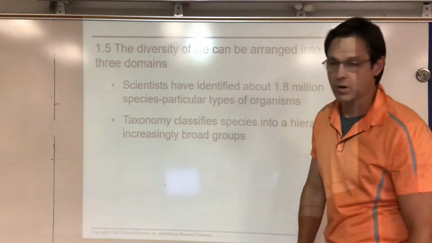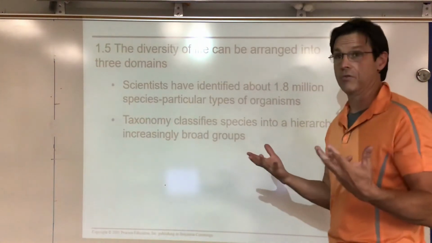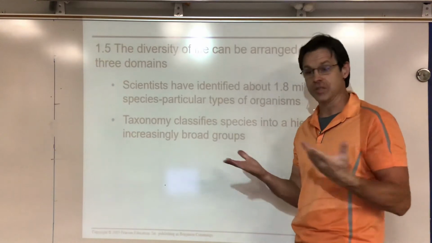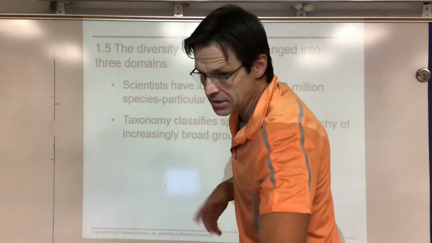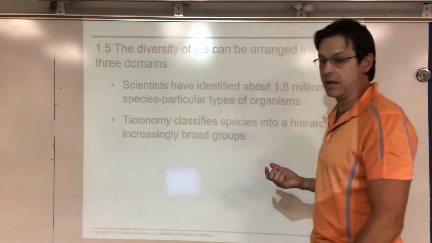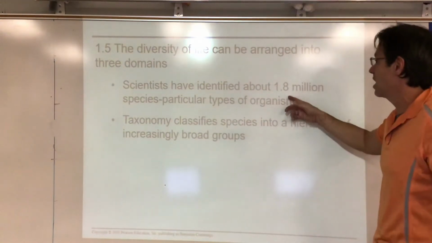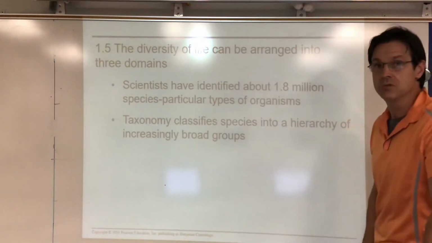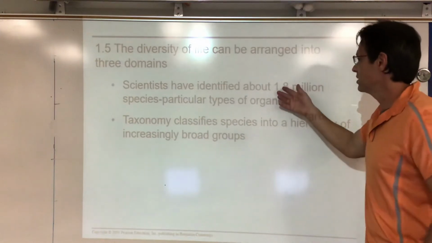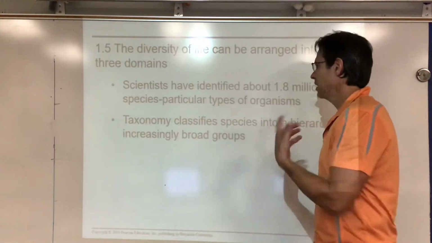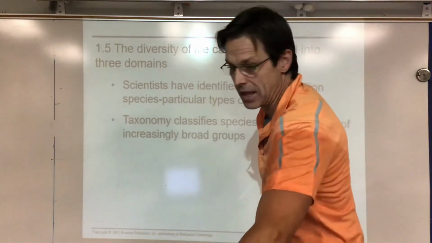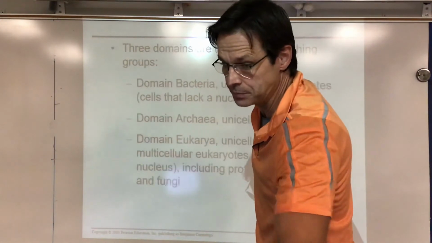No different than if you organize your closet. So we'll learn the good old-fashioned kingdom, phylum, class, order, family, genus, species. Science has identified about 1.8 million species, particular types. It's actually higher than that now. I think it's closer to 2.2. Okay, so this data is a little older. I guess we could Google it and see exactly where they're at now, but last I checked, I thought that's where they were at.